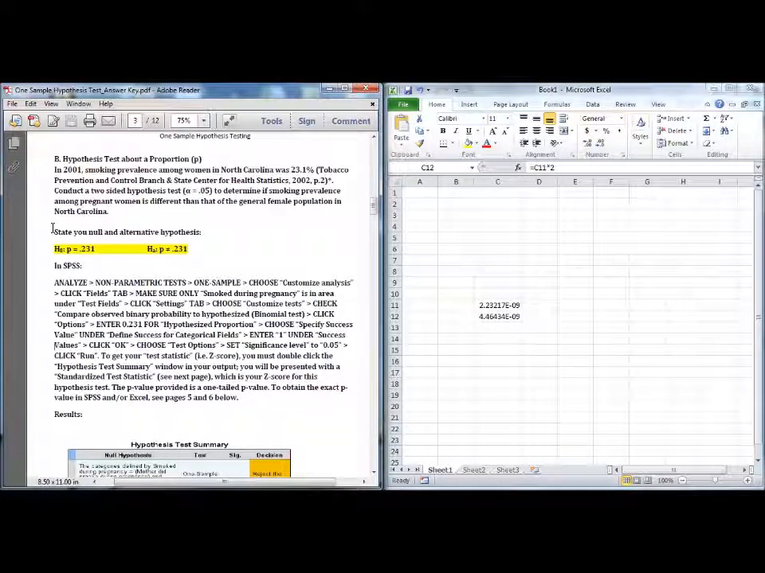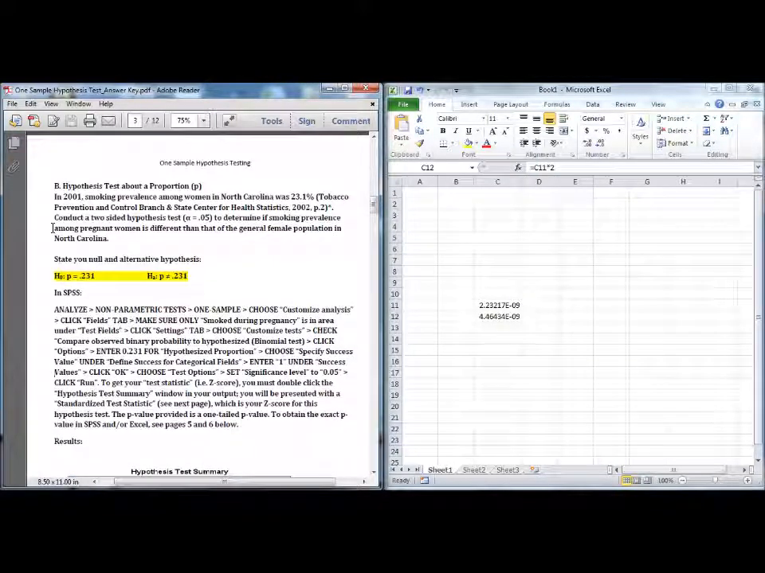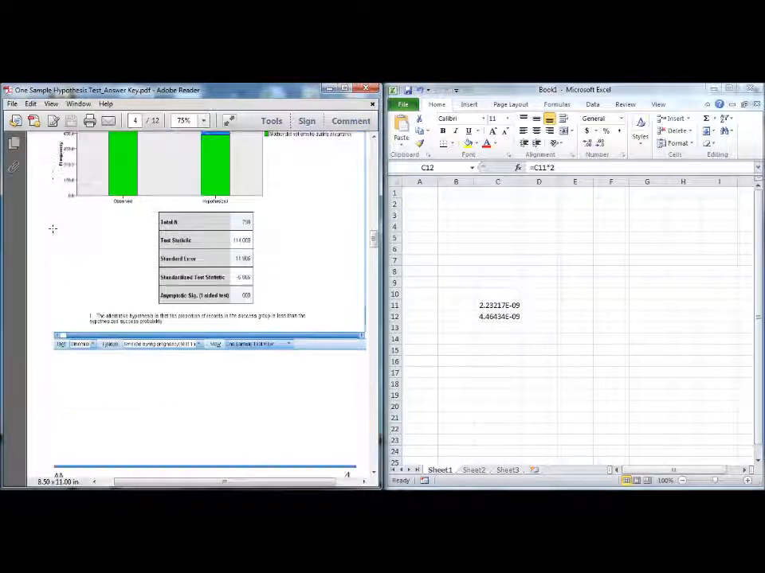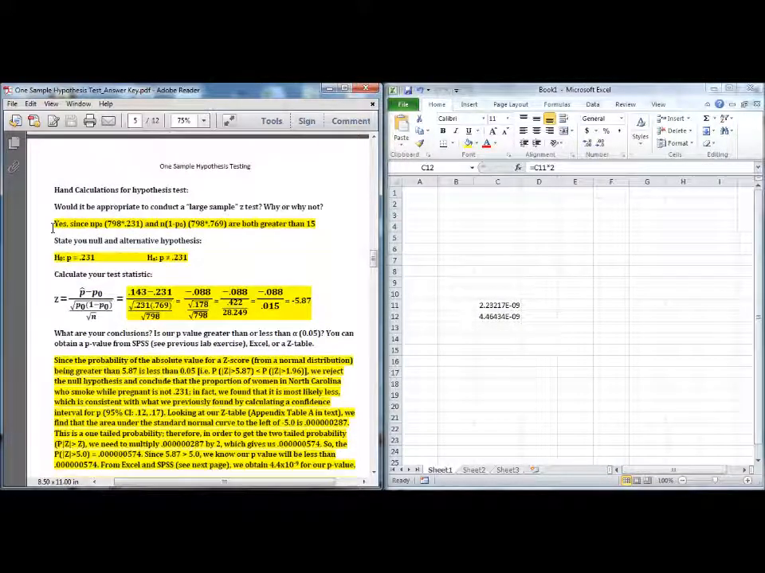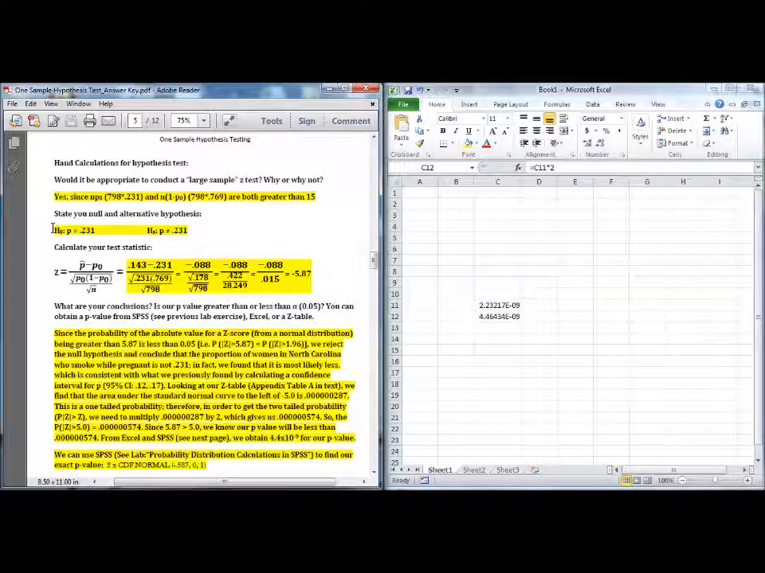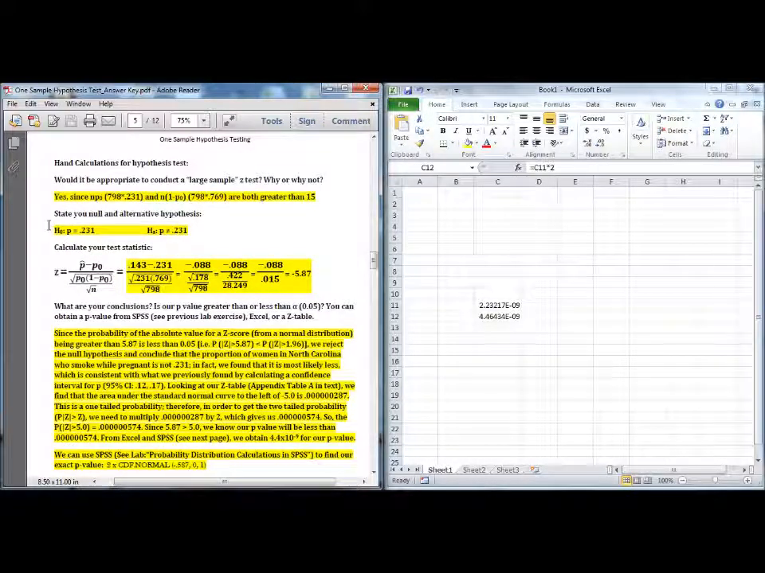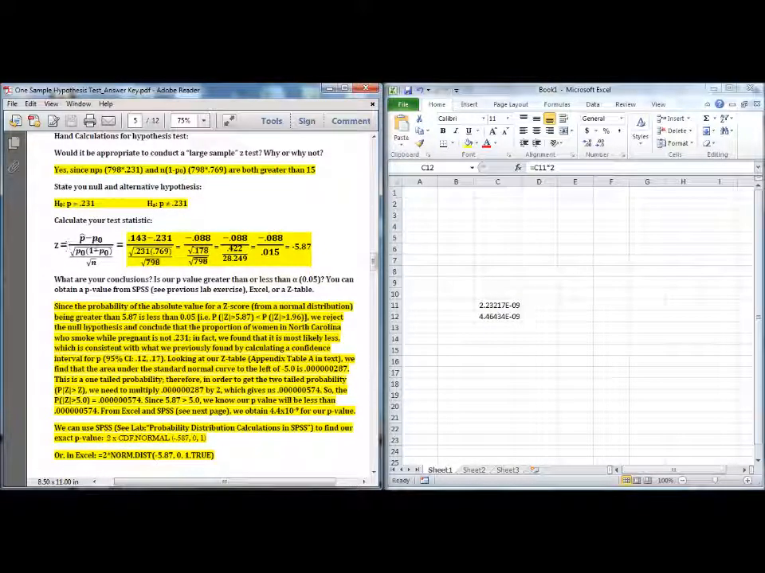So now we know how to conduct our hypothesis test, and we know how to do our confidence interval. And this is what you should be able to do on your own in SPSS. And in the case of the hand calculations, that's following, beginning on page 5. Now again, we are assuming a normal sampling distribution. This is the formula to get your z-score. We see here that the z-score we obtain with the hand calculation is consistent with what we found from SPSS.